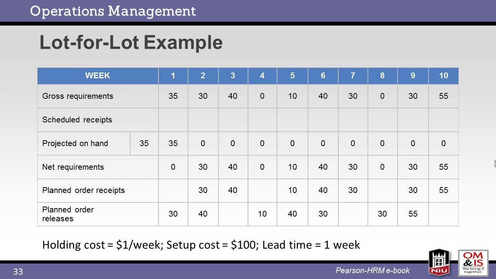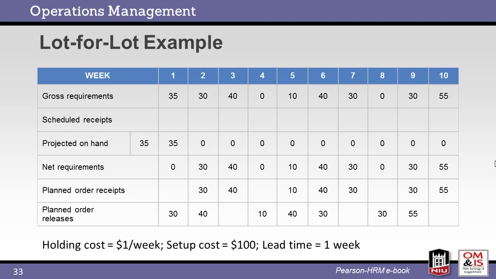Here we see a lot-for-lot example. Lot for lot simply places demand upon suppliers that exactly matches current demand. The assumption is that with 1 week lead time, the supplier can provide any quantity requested. The week number is shown across the top of the table, followed by the gross requirements.